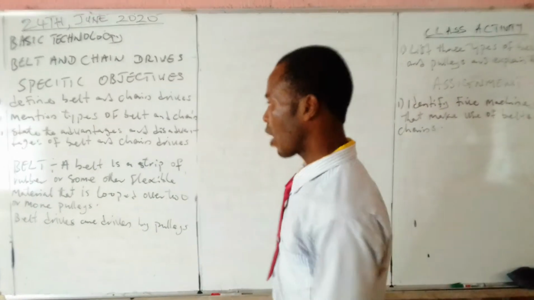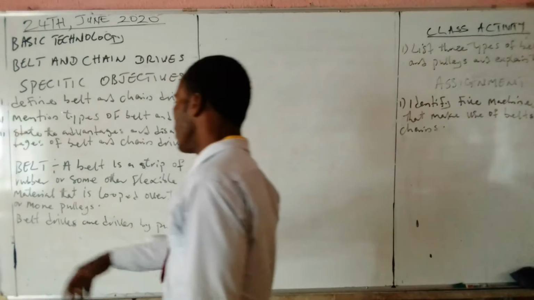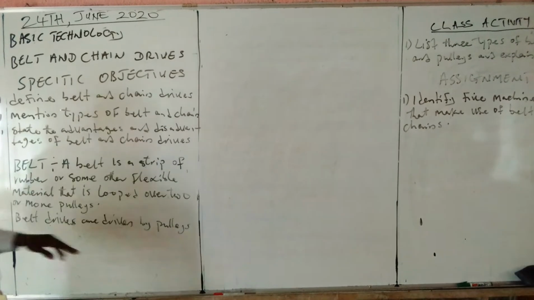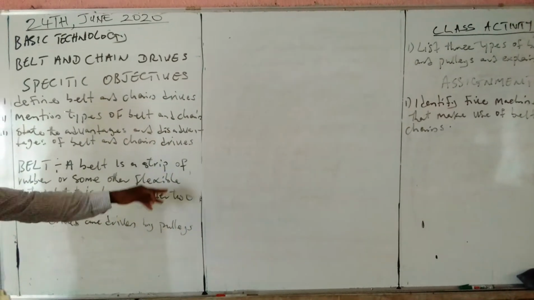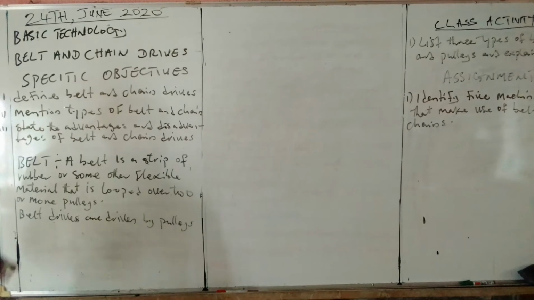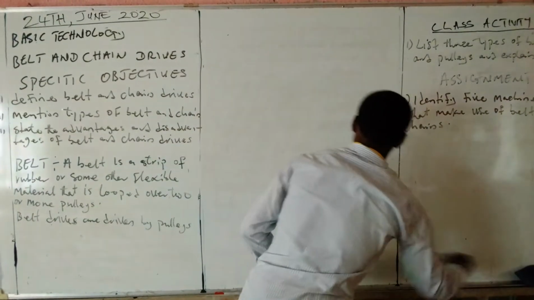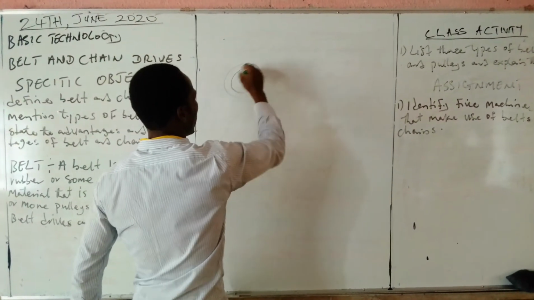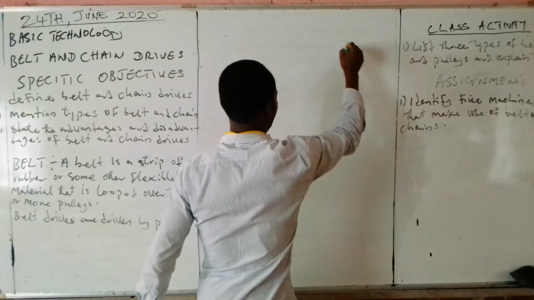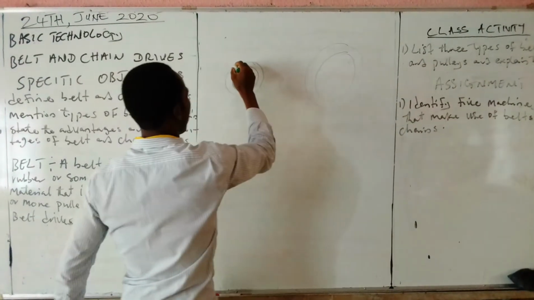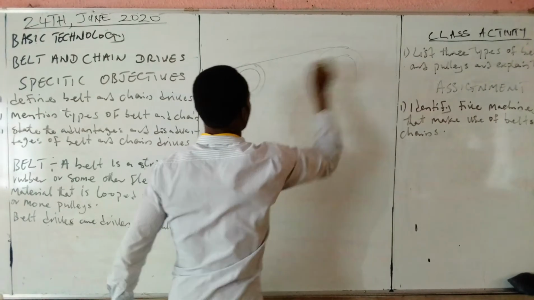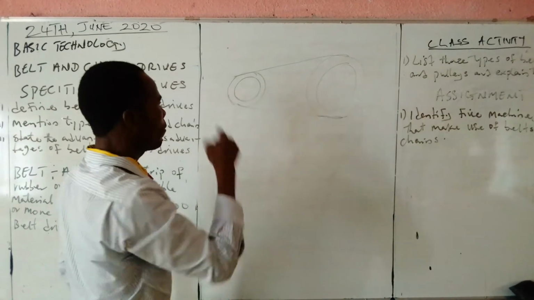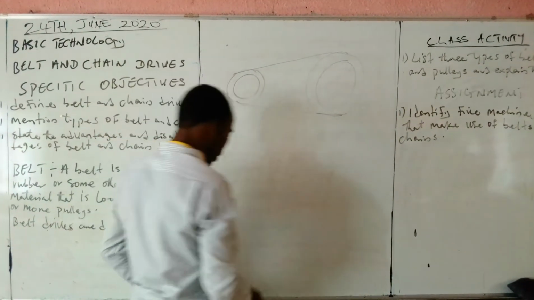Now, what is belt? As we have it on the board, a belt is a strip of rubber or some other flexible material that is looped over two or more pulleys. For instance, we have a pulley in this nature, and we have another pulley, and you see the belt loop around them in this form. One of the applications of this belt is our grinding machine.